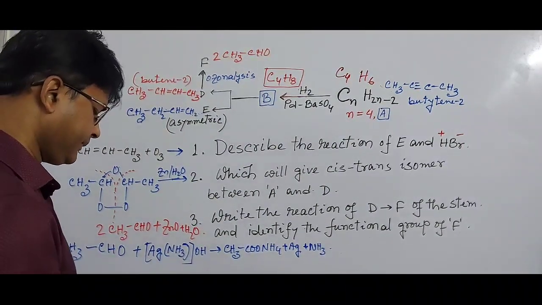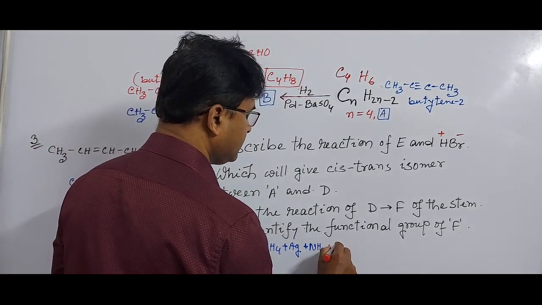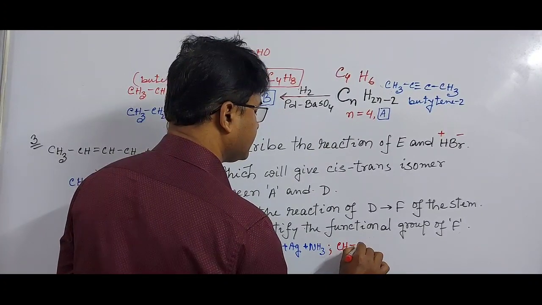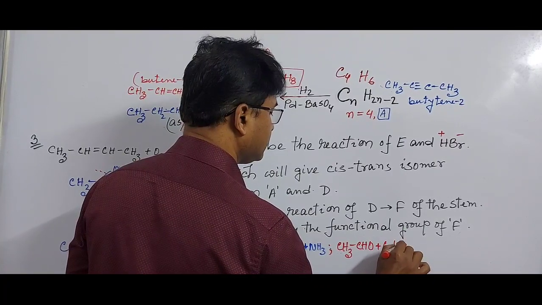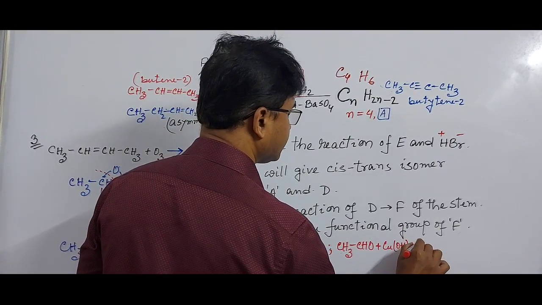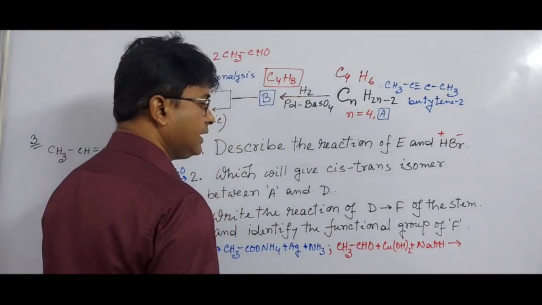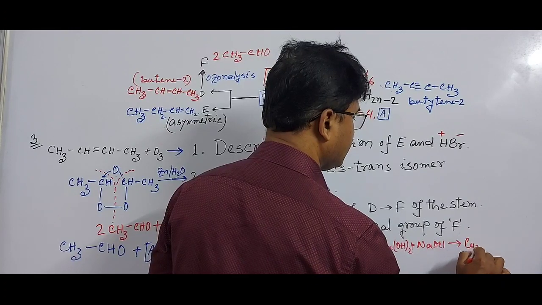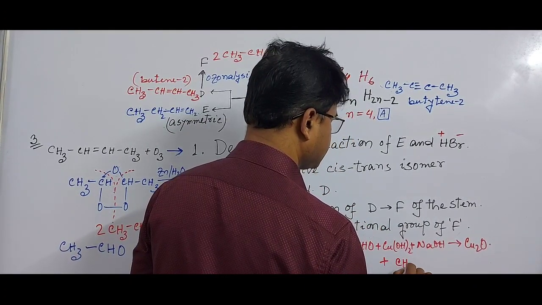Again, you can use Fehling solution also. Ethanal reacts with copper hydroxide and sodium hydroxide, this is actually Fehling solution, to produce a red precipitate of cuprous oxide. This cuprous oxide confirms the presence of aldehyde.